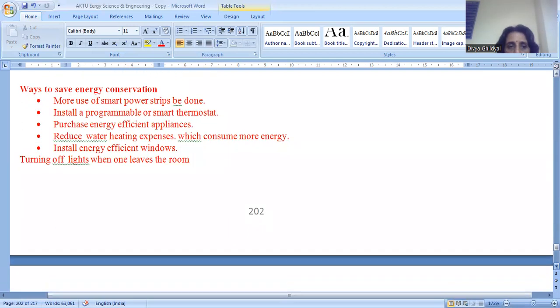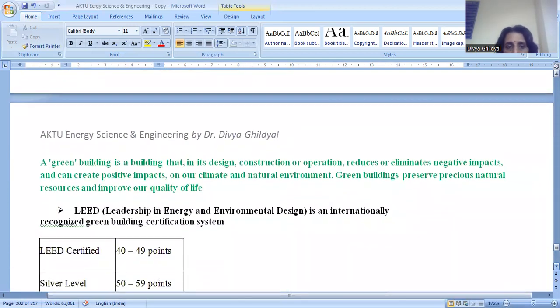purchase energy efficient devices. A green building is a building that is designed, constructed and operated following all the norms of preservation of nature. Green building perspectives preserve all the nature criteria.